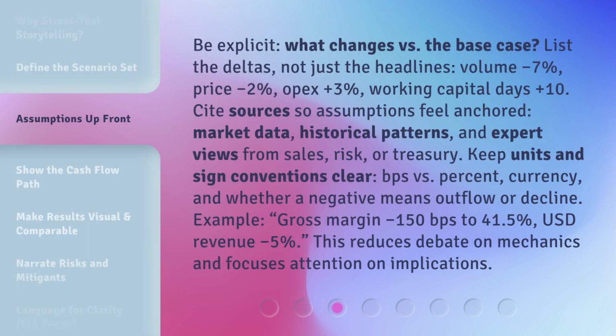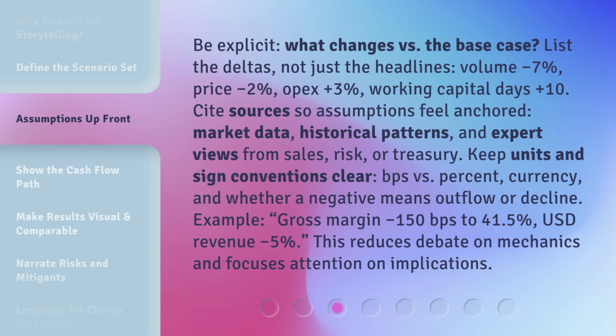Be explicit. What changes versus the base case? List the deltas, not just the headlines. Volume minus 7%, price minus 2%, OPEX plus 3%, working capital days plus 10. Cite sources so assumptions feel anchored: market data, historical patterns, and expert views from sales, risk, or treasury.